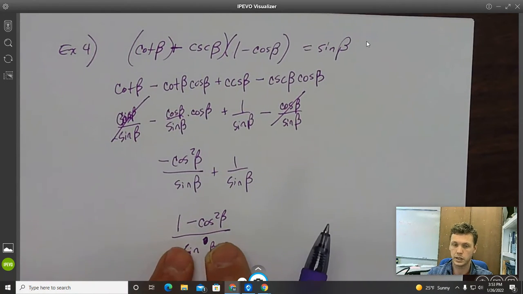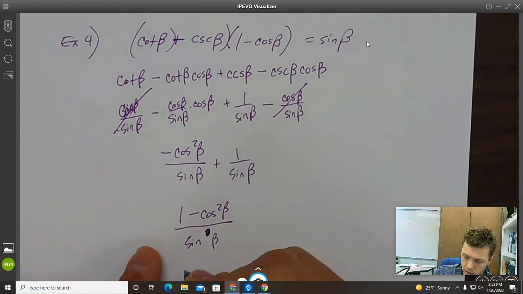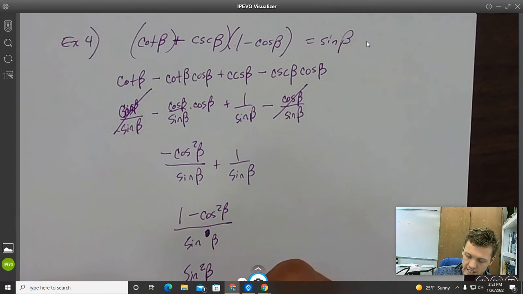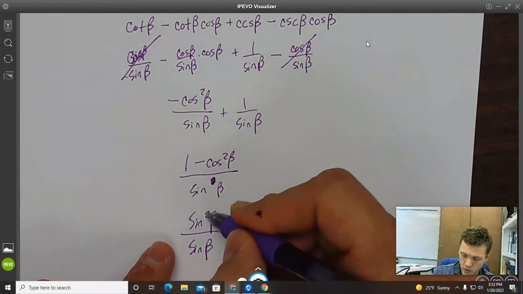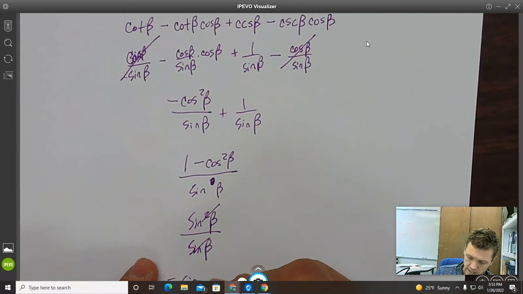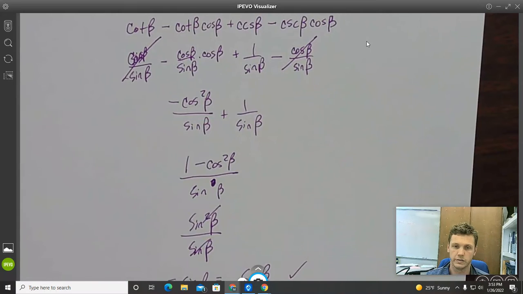And from here, pretty clear to me that 1 minus cosine squared, using those Pythagorean identities, is sine squared. So we make that sine squared, the denominator sine. Okay, one of those is going to cancel, and so we're left with sine of beta. Right. So we verified the identity.